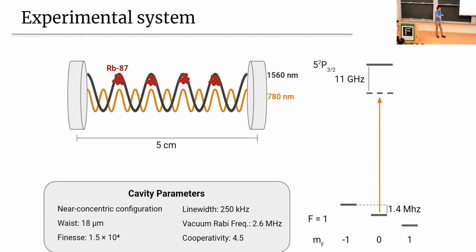And so just here are some cavity parameters if you're interested. And the important figure is that we have a cooperativity of about 4.5, which is not much bigger than 1, but it's good enough to see quantum effects.